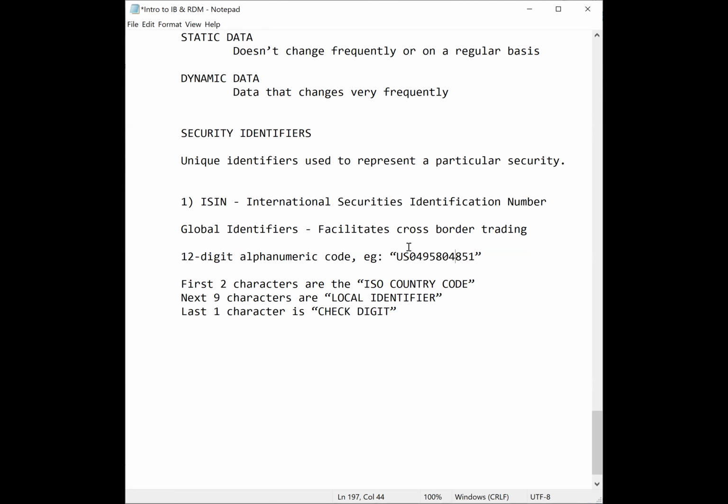All right. So I hope we are clear with how an ISIN number is structured. Now, can you tell me what is the ISIN number of Tesla? Quickly find out and tell me what is the ISIN number of Tesla.